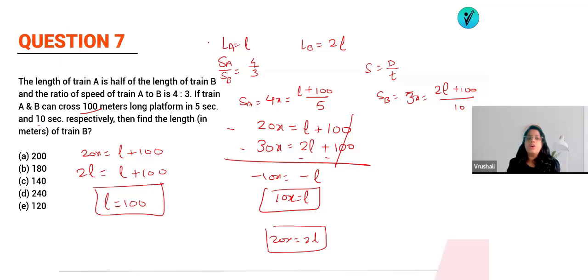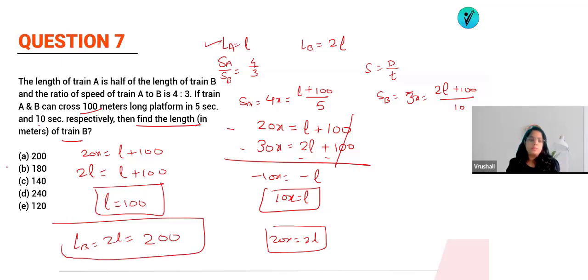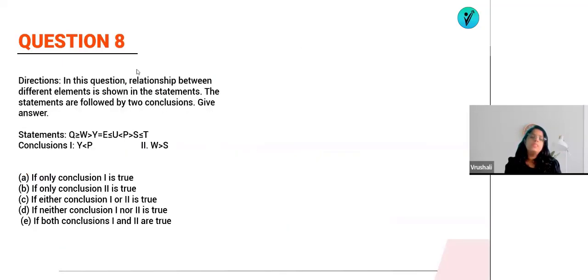Where L is the length of the first train. They have asked you to find out the length of train B. So LB, which is equal to twice of L, will be equal to 2 times L. That means 200. The answer will be option number A. It is again easier. You just have to solve it like a simultaneous equation. Before that, form this equation.